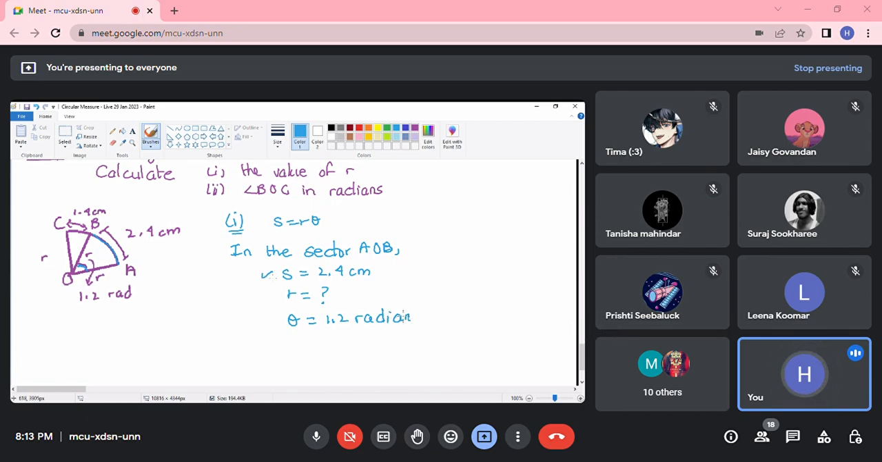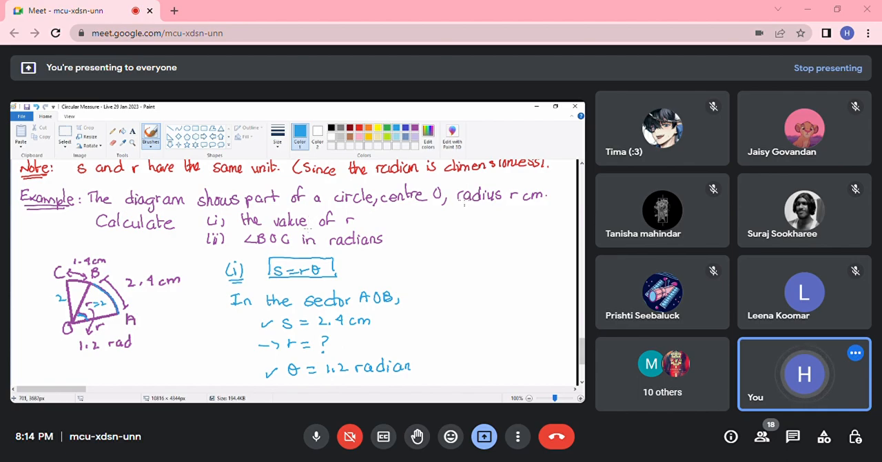So we have this, and we need to find this. So we can use this formula. Directly we replace S is equal to R theta. This implies that R will be equal to S over theta. So S, we know that it is 2.4 centimeters and theta is equal to 1.2 radians. Therefore R is equal to 2. So this is the value of R, that is the radius of the circle. R is equal to 2.